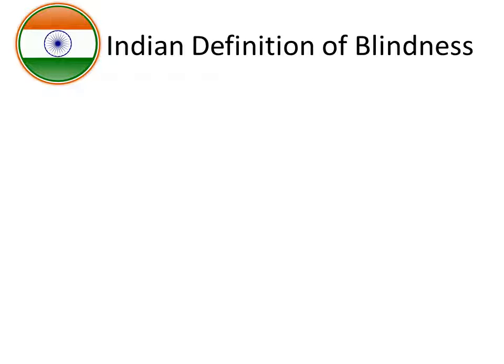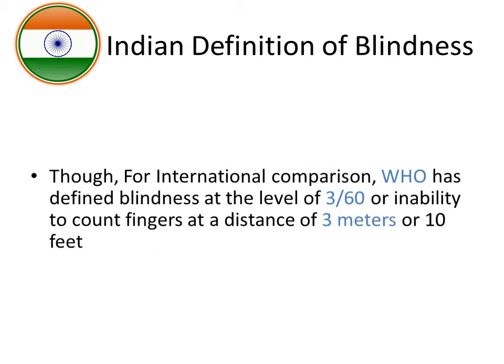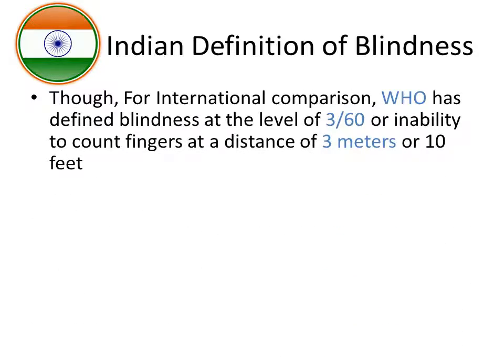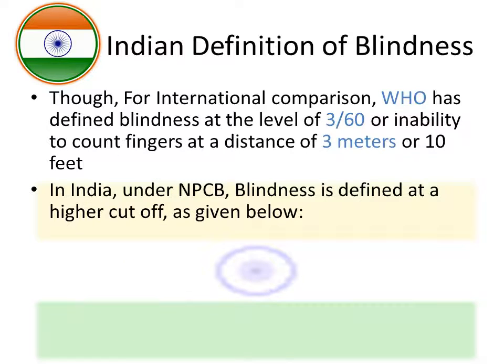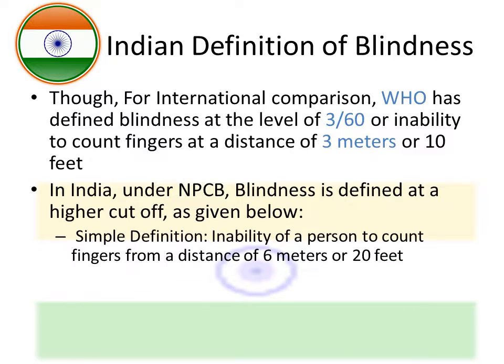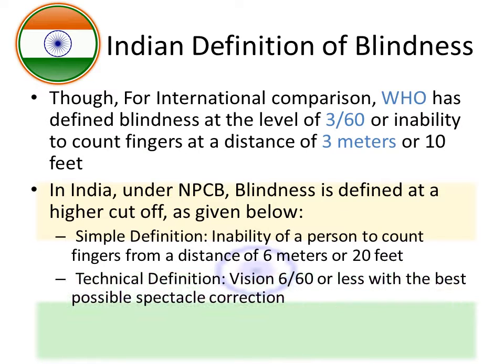Indian definition of blindness. We have seen that WHO has defined blindness at the level of visual acuity of 3 by 60 or its equivalent, which is inability to count fingers at a distance of 3 meters, that is 10 feet. But in India, under the National Program for Control of Blindness, blindness has been defined at a little higher cutoff, which is inability of a person to count fingers from a distance of 6 meters. And the technical definition is a vision of 6 by 60 by Snellen's chart or lesser with the best possible spectacle correction.